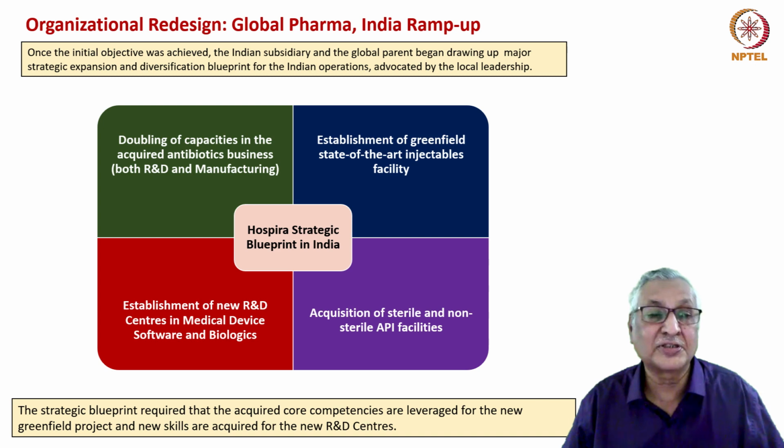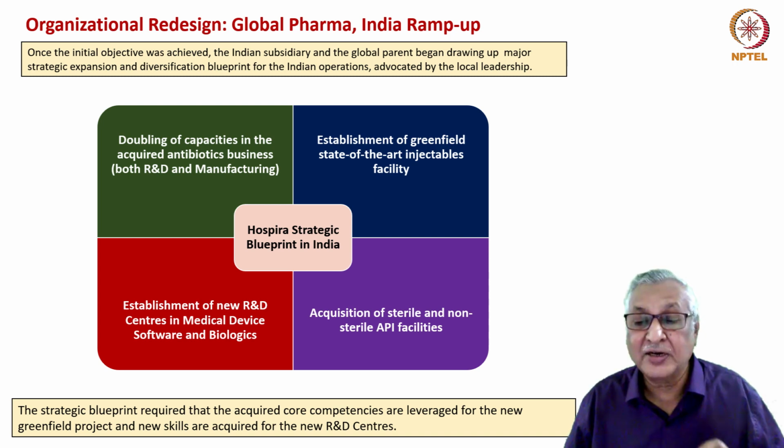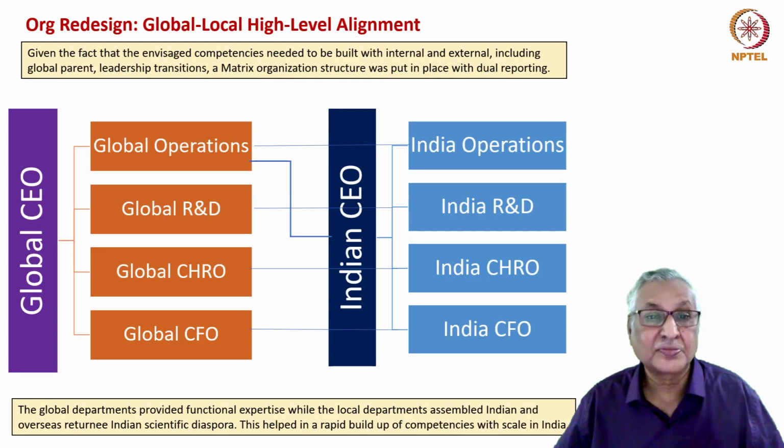It had four components: doubling of capacities in the acquired antibiotics business, both R&D and manufacturing; establishment of a greenfield state-of-the-art injectables facility in Vizag; acquisition of sterile and non-sterile API facilities; and establishment of new R&D centers in medical device, software, and biologics. The strategic blueprint required that the acquired core competencies are leveraged for the new greenfield project and new skills are acquired for the new R&D centers.